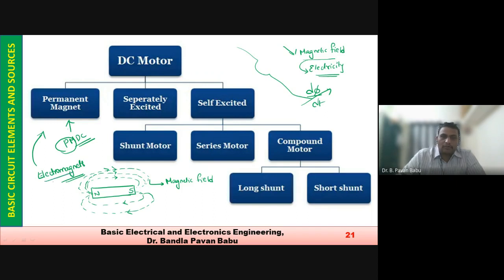So what do we mean by electromagnets? The magnetic field created by electricity. How is it being created? We just need to consider any conducting or semiconducting material, and we are going to supply it, let us see like this. Sorry, let me have some other diagram.